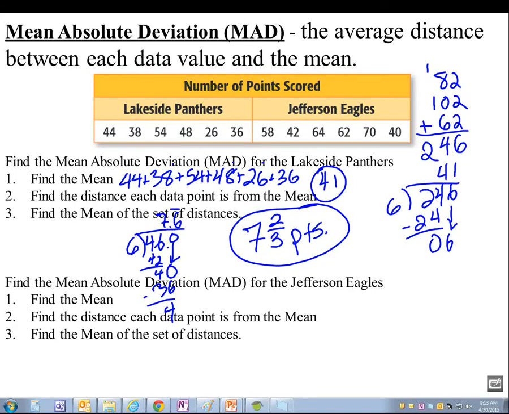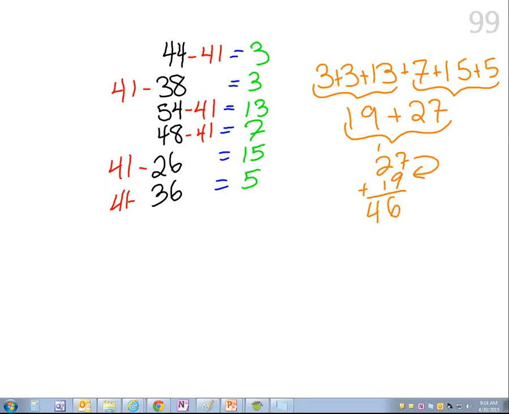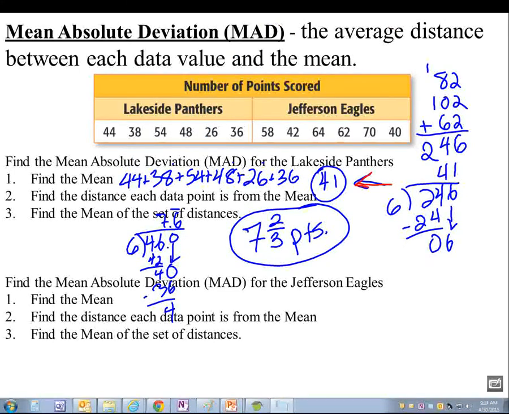No, you're doing it right now. Find the Jefferson Eagles mean absolute deviation of their points. Number 2 we did on the other page. So here's number 1. I'm going to do it in a different color. Number 2 is right here. There's number 3. Okay, 5 minutes.